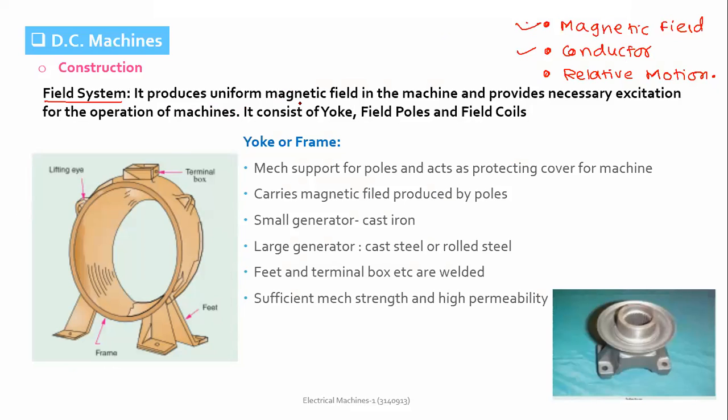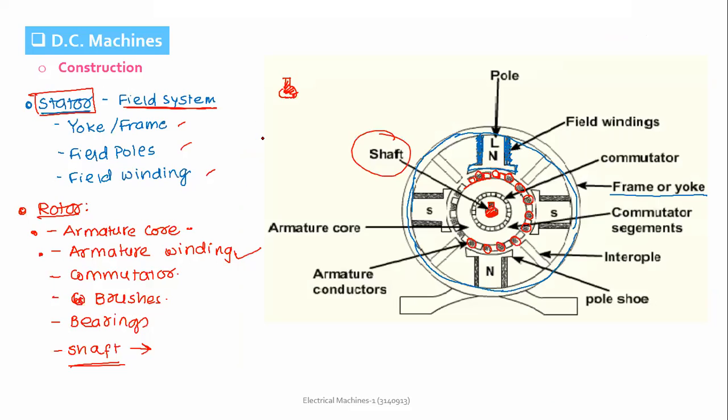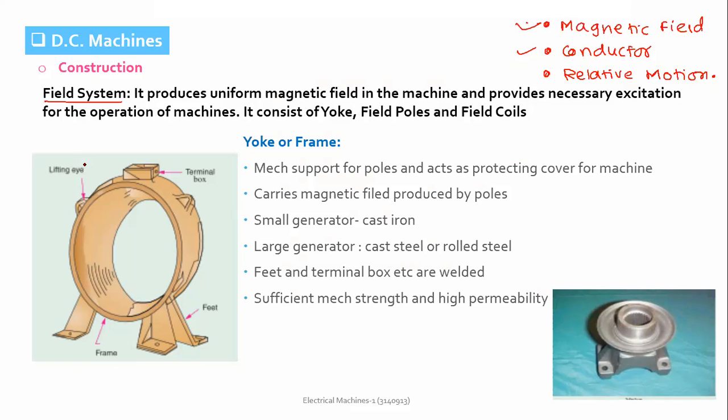So the field system produces the uniform magnetic field here, and the parts here, as you can see, are the yoke, field poles, and field winding. The yoke or frame is the outer part of the machine, and it also acts as a protecting cover for the machine. Generally in small machines, because of cost constraints, it is made up of cast iron, and in large machines it is made up of either cast steel or rolled steel. So it is the outermost body of the machine, which covers the entire machine.